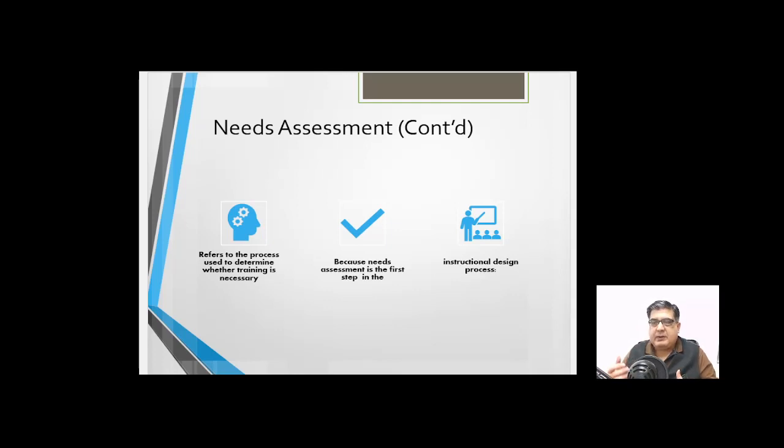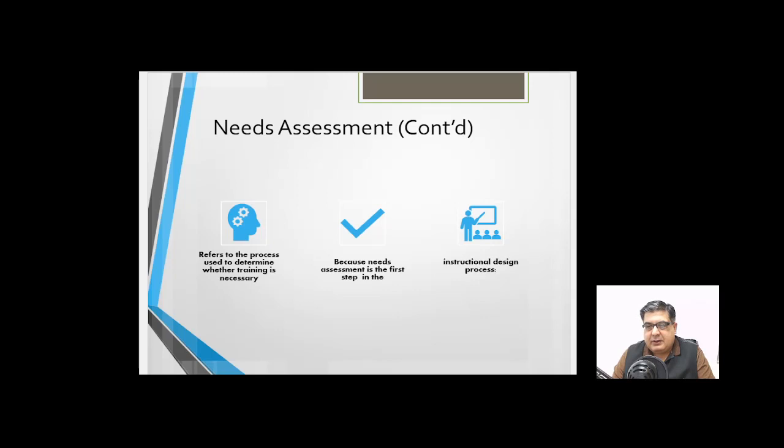In my previous session, I was emphasizing a lot on the whole cyclic process of training evaluation and why we need to do that. Here and there, we have been finding evidence that a training needs assessment is something a learning and development professional would be focusing upon. And why is that? Because needs assessment refers to the process used to determine whether training is necessary.